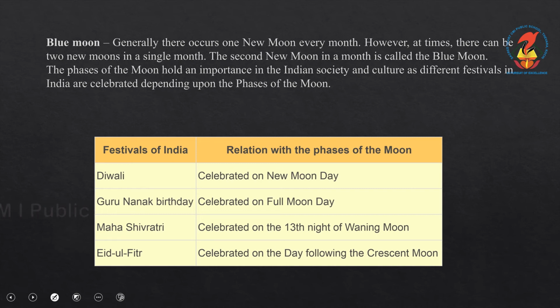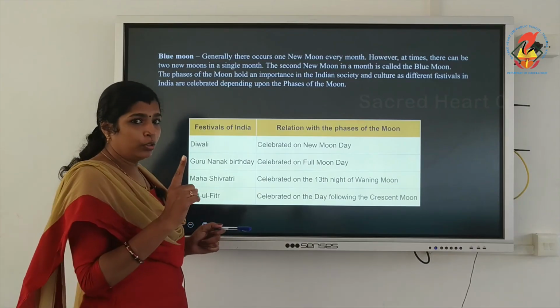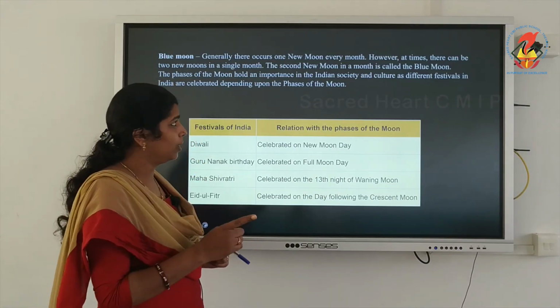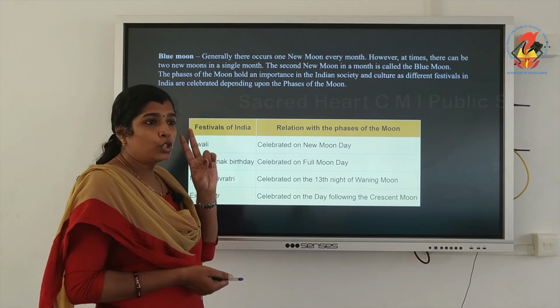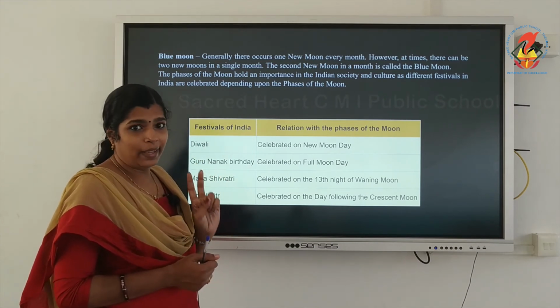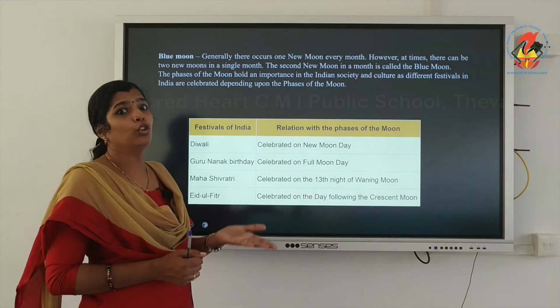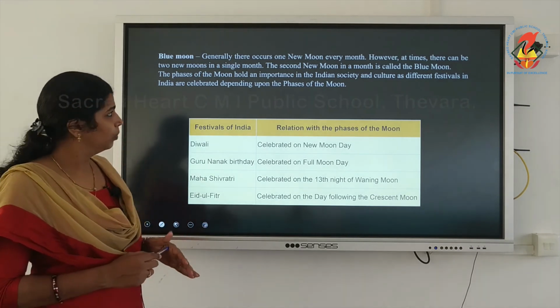Then blue moon. Generally there occurs one new moon day every month. However, at times there can be two new moon days in a single month. The second new moon in a month is called blue moon. So, generally only one new moon will occur in one month. Sometimes two new moons will be there in a month. Then the second new moon is known as blue moon.